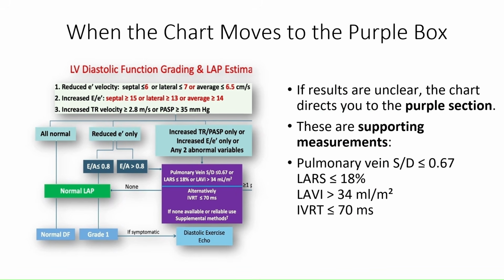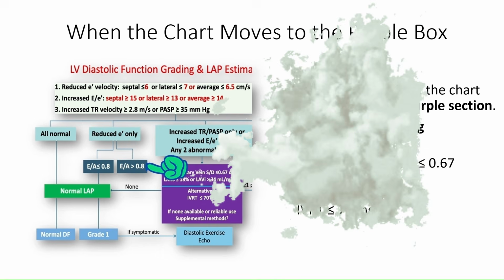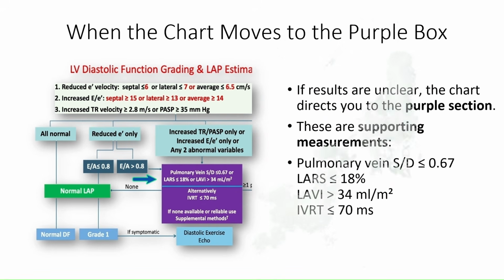Now, if the E to A ratio is greater than 0.8, things are now less clear. So you're going to now move to the additional tests which appear in the purple box. This section helps determine whether filling pressure is elevated when the first measurements are inconclusive. In cases such as these, we would look at the LARS, the LAVI, and the IVRT.